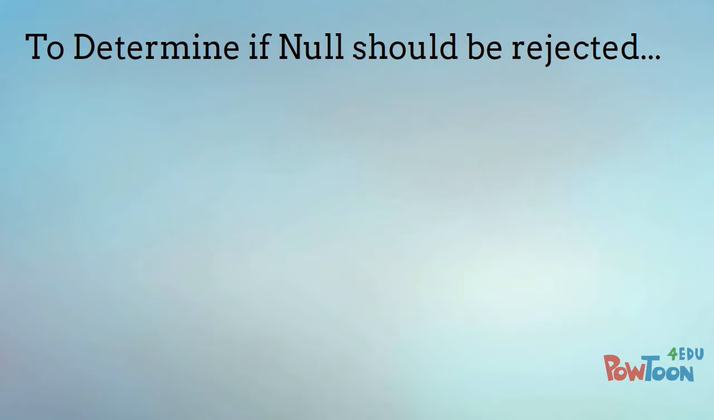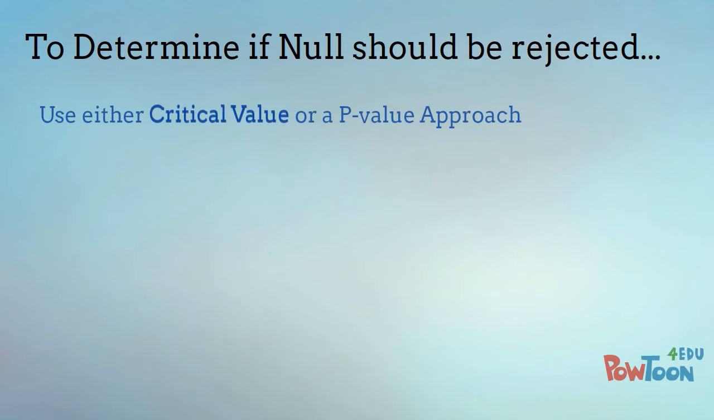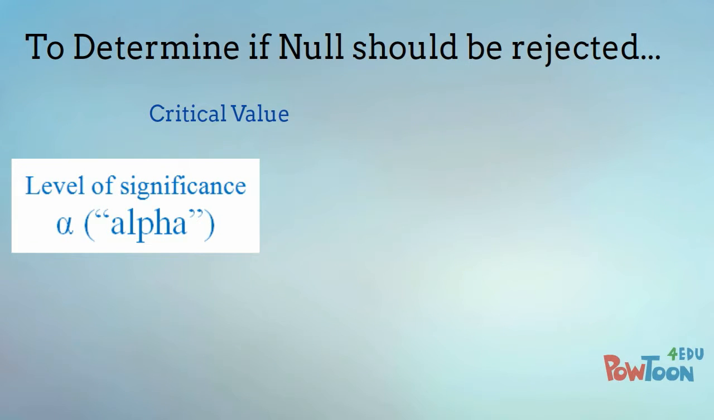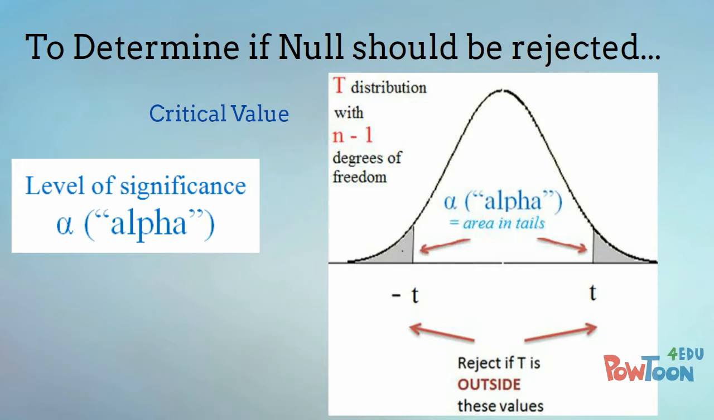To determine if the null should be rejected, we can use either a critical value or a p-value approach. For a critical value approach and the level of significance alpha, we want the values on a t-distribution with n-1 degrees of freedom that cut off alpha percent of the probability to the outside of those critical values.